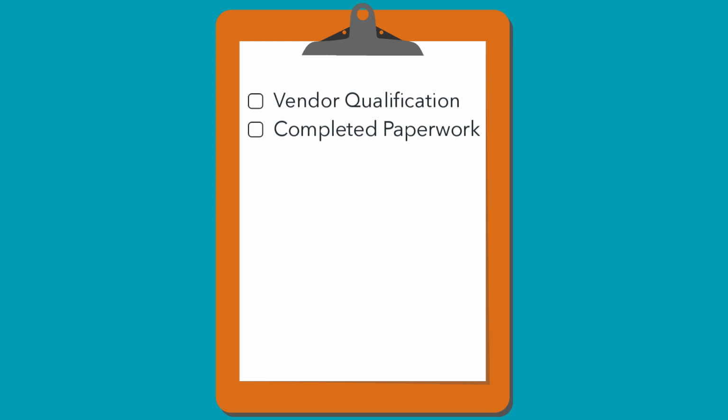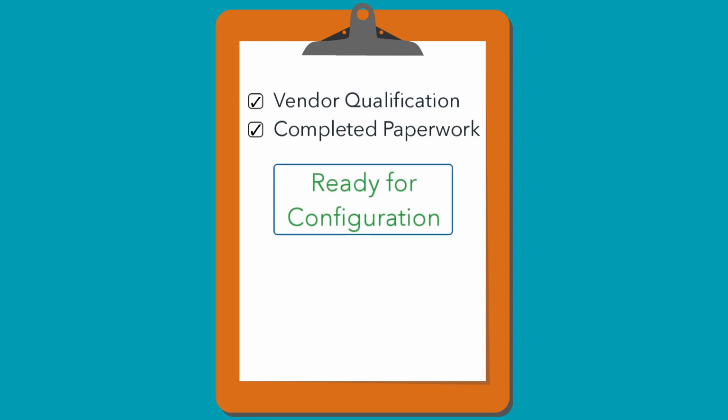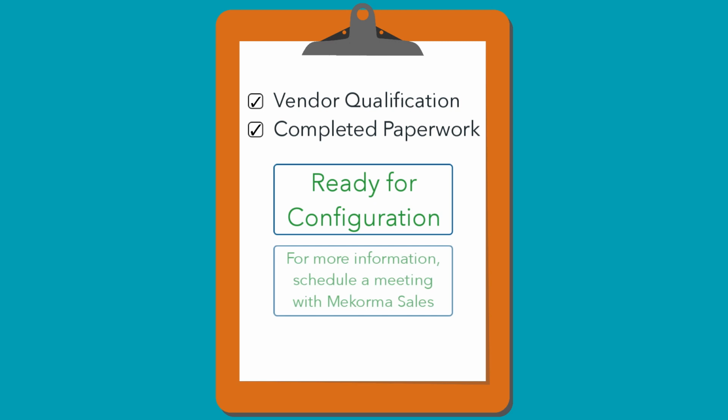Once you've been approved through the vendor qualification process and completed the necessary paperwork with Mekorma Sales, you are ready to configure your GP system by running the Enhanced Electronic Payments Configuration Wizard and completing 6 simple steps. If you need more information on how to qualify to use Enhanced Electronic Payments, please schedule a meeting with Sales by clicking on the link listed in the description of this video.